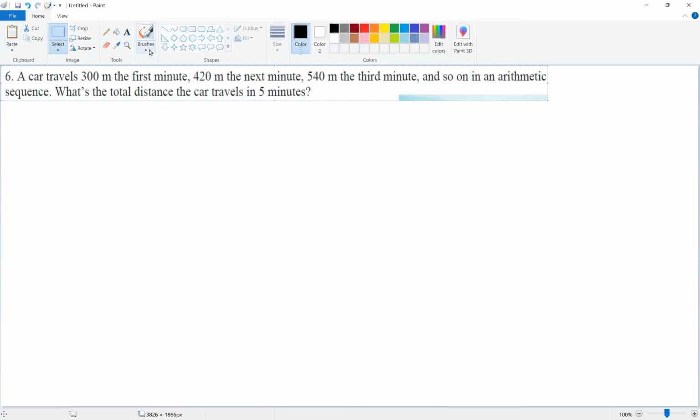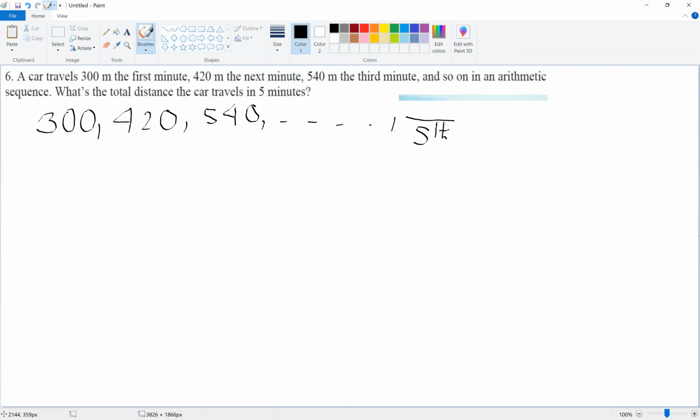Okay, Aiden, number 6. For number 6, what I did was, so U1 equals 16, that's in the first minute. Oh wait, no, wrong thing. U1 equals 300, U2 equals 420, and U3 equals 540. And the distance between these is 120, so D equals 120, and it's asking what is the distance in 5 minutes, which is the same thing as asking what is the sum of the first 5 terms. It was asking total distance, so I assumed it meant sum.